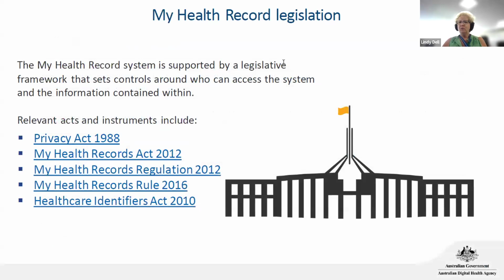The My Health Record system is supported by a legislative framework that sets the controls around who can access the system and the information within. The agency has very helpful checklists available to assist practices with navigation of this, and it will be sent out with the slides today.